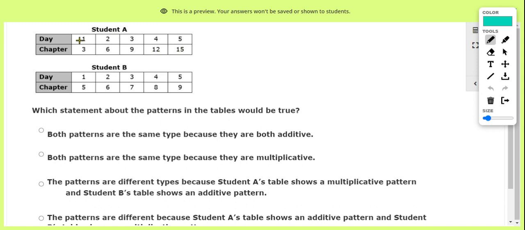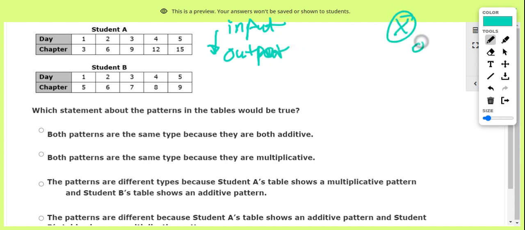If you take a look at this here, we have our input is the days going to our output. And we're checking to see, is it multiplying or is it an adding rule? So we have 1 plus 2 is 3, 2 plus 2 is 4. So it's not adding. So this one is multiplying times 3.